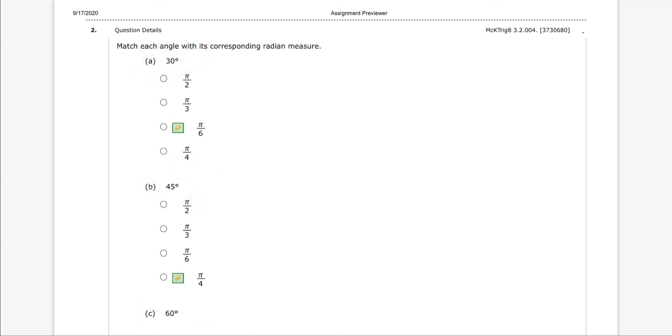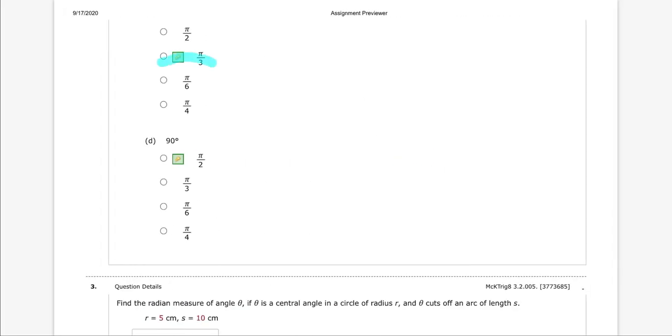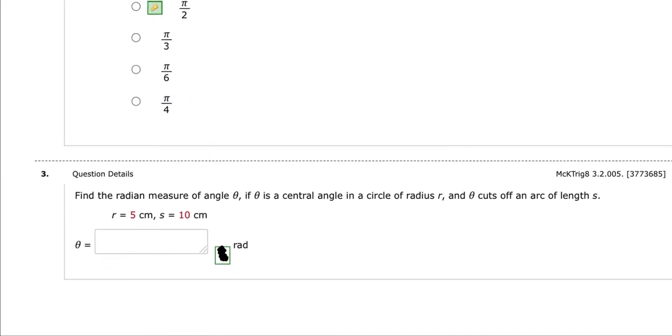Let's go to 60 degrees. So 60 degrees, and we multiply by the ratio of pi over 180 degrees. Notice I put the 180 in the denominator so I can cancel out the units. And that's going to give me 60 over 180 pi, which turns out to be pi over 3. So that would be the conversion, which is right there. And I will skip 90, but you would do the same thing and you'd get pi over 2.